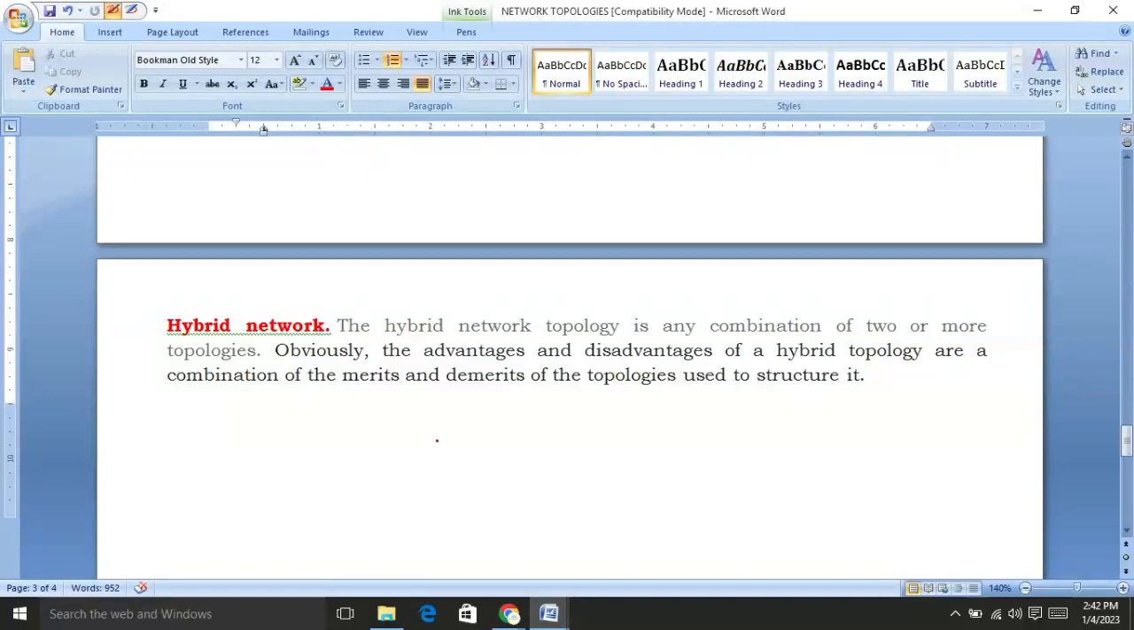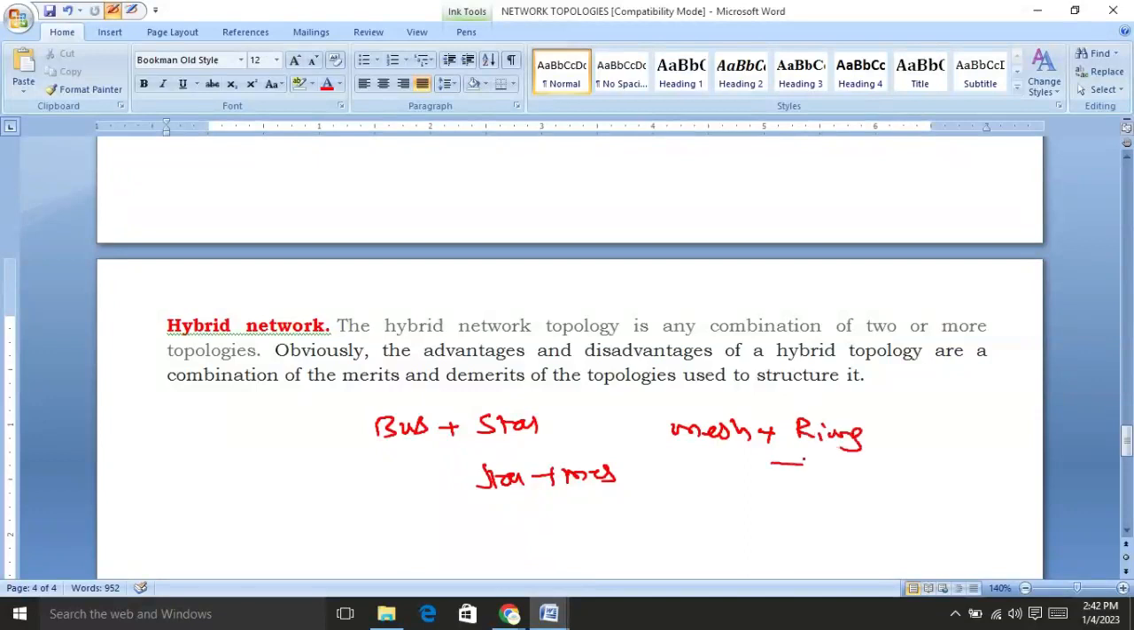Another one is the hybrid topology. We get the hybrid topology by interconnecting any two or more topologies. Suppose we interconnect bus and star, or star and mesh, or mesh and ring, like that. Then we get the hybrid network topology. So the hybrid network topology has its own advantages and disadvantages inherited from the previous topologies.